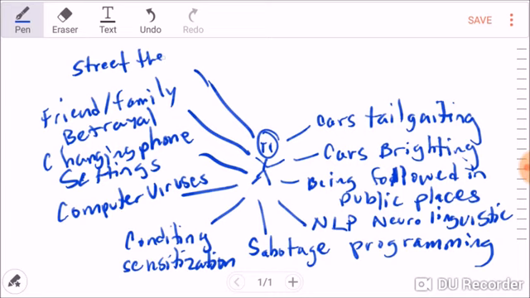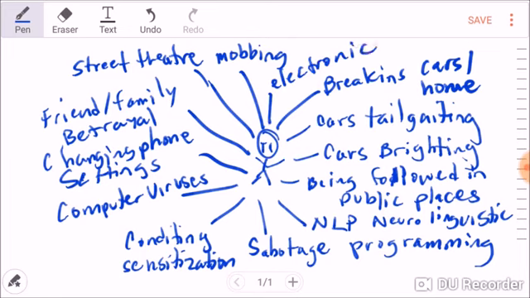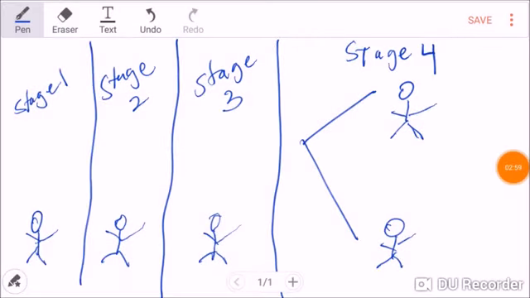And then in addition to that, you have a street theater. So you have kind of these acts that they do on the street. They do mobbing, which is a bunch of people just surrounding you or doing something weird. They break into your cars. They break into your homes. And they let you know that they did it. And they also have electronic weapons to harass you as well. As you can see, this is quite a bit. It's a lot of stress. And that is why it works.